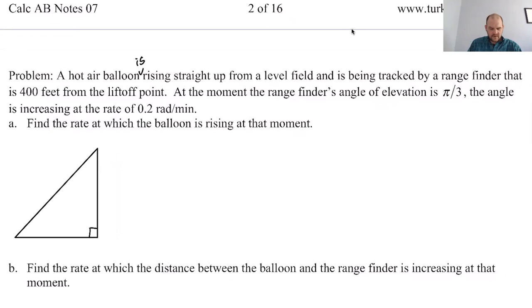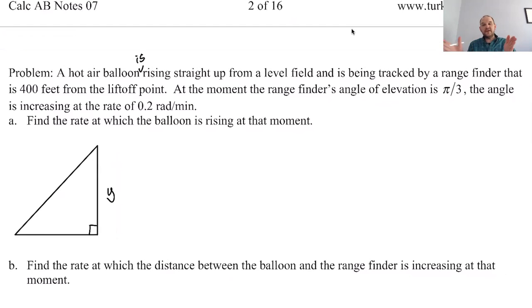All right, let's see. Rate at which the balloon is rising at that moment. So let's call it y because it's vertical. That makes sense. Now the rangefinder doesn't move. So the distance from the takeoff point to the rangefinder is always 400 feet. So we can actually sub that in. We do not need to make that a variable because if we did, its rate of change would just be 0, and we'd be doing a lot of extra work that we don't need to do.